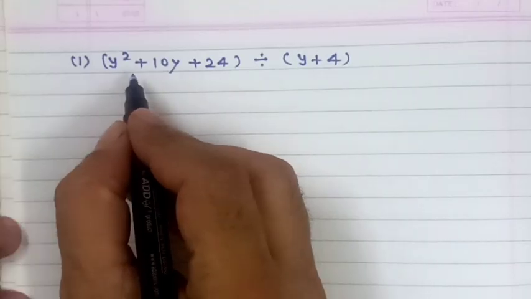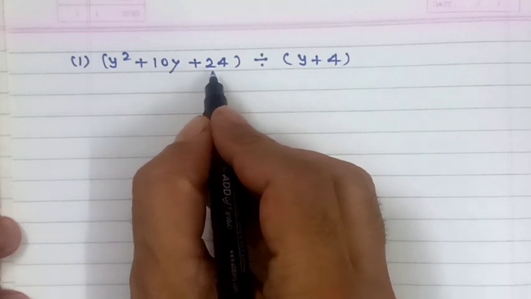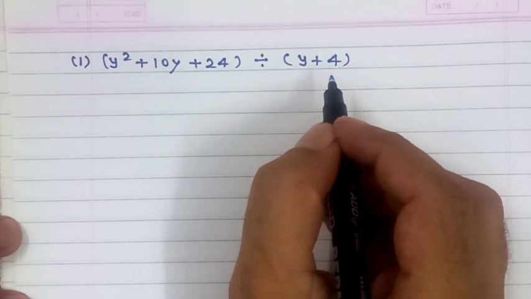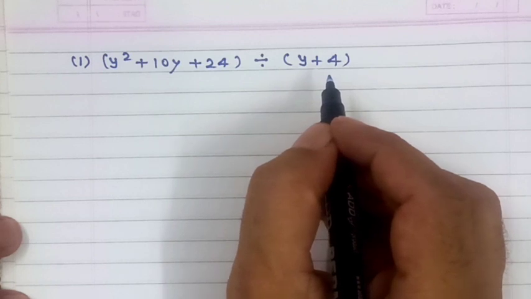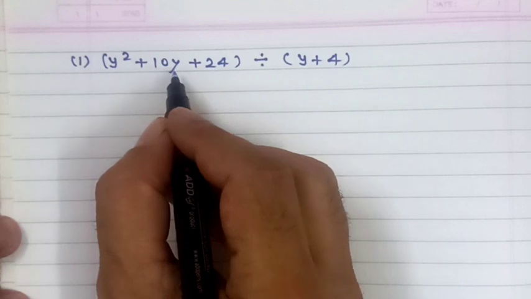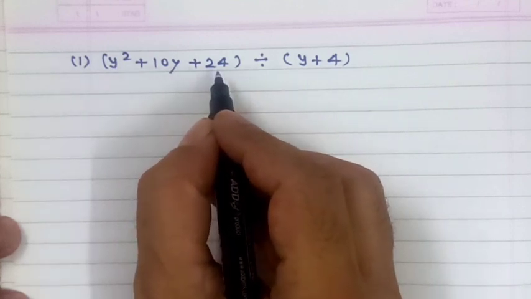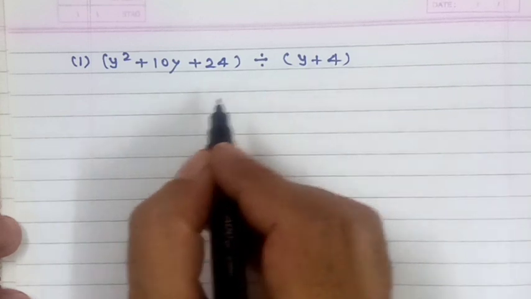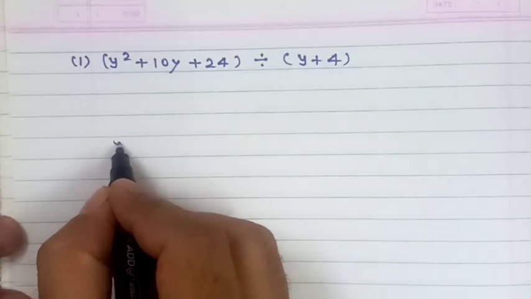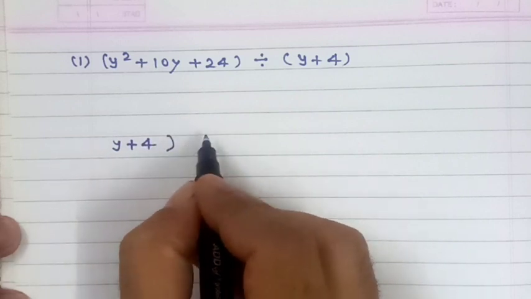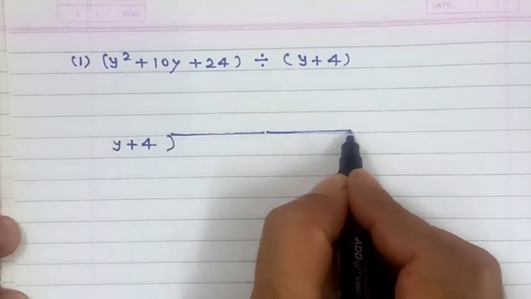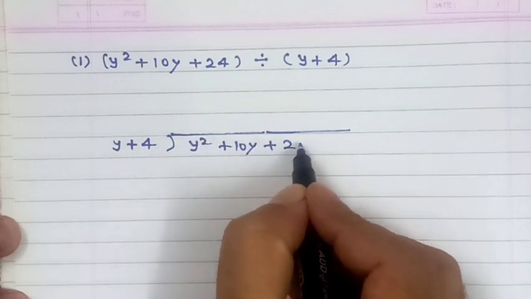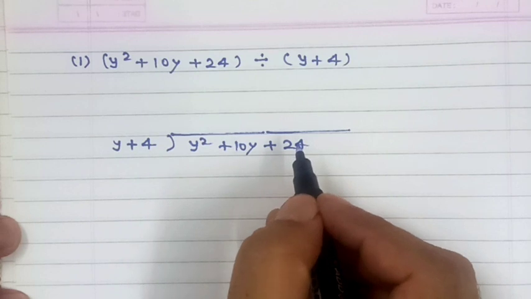Question number 1. y square plus 10y plus 24 divided by y plus 4. My dear student, in the last video, I have told you that y square plus 10y plus 24 is the dividend, whereas y plus 4 is the divisor. So you will write your y plus 4 outside, whereas the dividend y square plus 10y plus 24 is to be written inside.